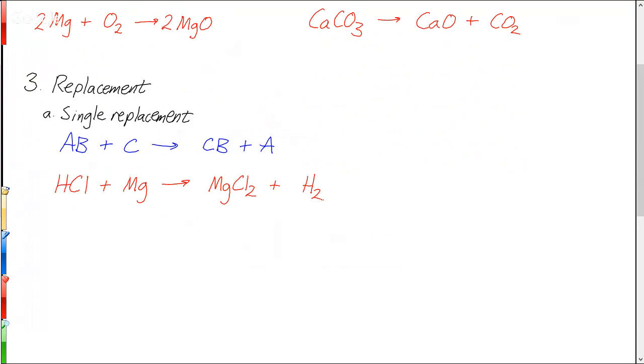Would it still be considered a single replacement if it were CD plus A? Yep. So it just replaces one part. It just depends. Most reactions like this, it's the cation or the metal part that's being replaced. I think that's it. We just put a 2 there and then it's good. Okay, the other part is the double replacement.